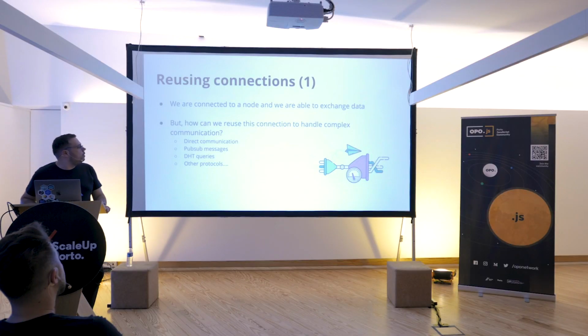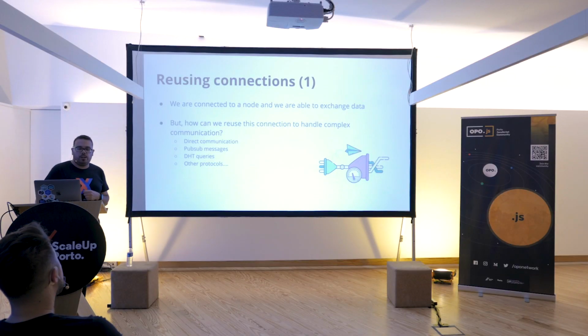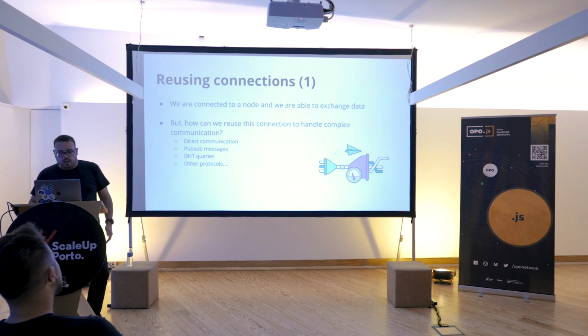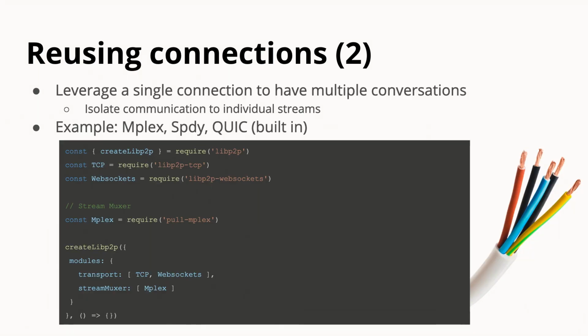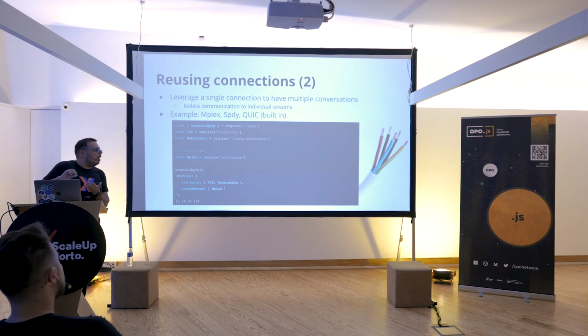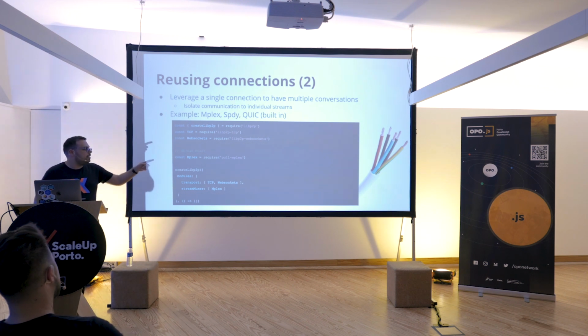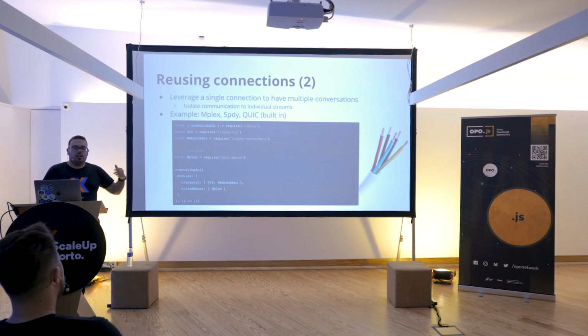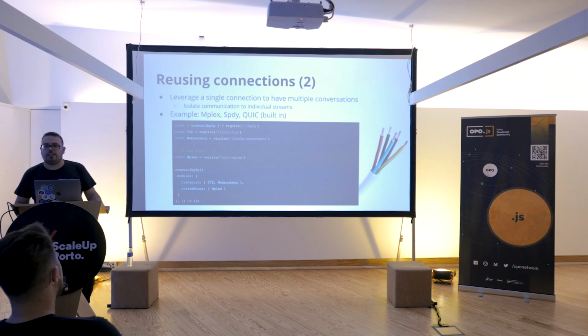So imagine that we want to communicate directly with a peer, exchange PubSub messages, DHT queries, and all other sets of protocols. This wouldn't scale at all. So we have a concept called multiplexing, which we basically use for leveraging a single connection to have multiple conversations at the same time. You can imagine this as that wire over there, which is the connection, and each one of the smaller wires, which I don't know the name of in English, is basically a stream. And in this case, each stream has a color, but in reality, it doesn't have a color, but it has an identifier.